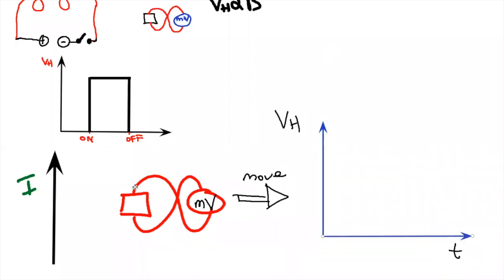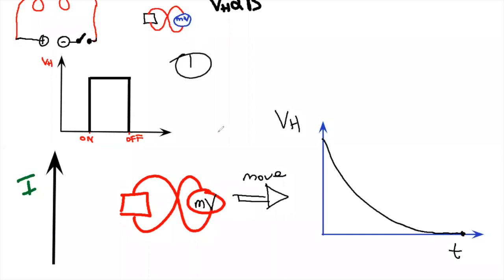Now, I am moving this away. So obviously, the more the distance, the lesser the VH, don't you think? Because the magnetic field is here, and with distance, the magnetic field is going to get weaker. So I'm going to get a graph like this. Eventually, it's going to go to 0 and touch here.